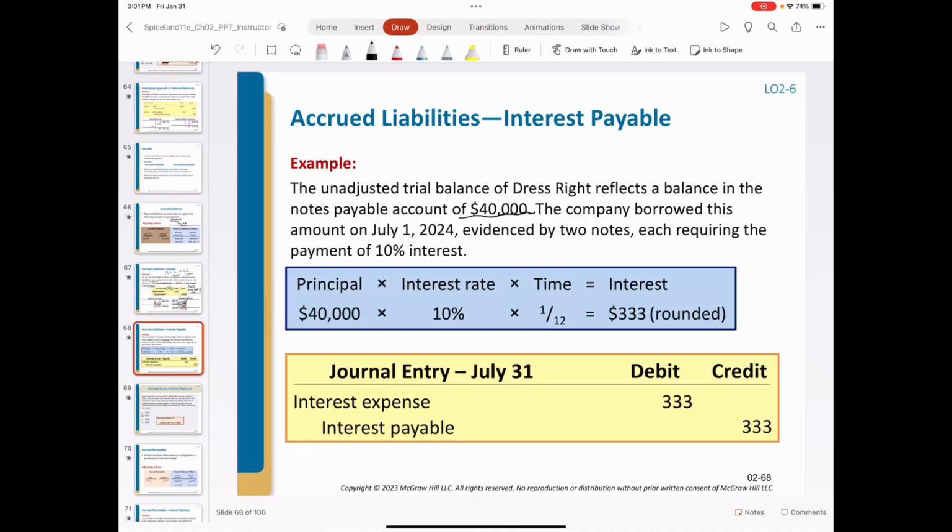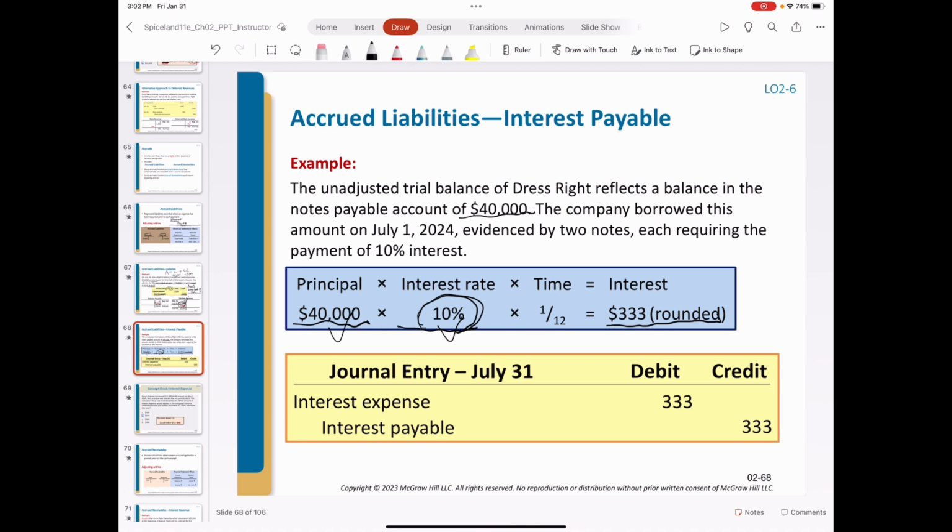Interest expense is calculated using the principal multiplied by the interest rate. In accounting and finance, if you are given an interest rate, it is an annual interest rate. The principal multiplied by the annual interest rate is the annual interest. Well, we need 1 month's interest expense, so we multiply by 1/12, or divide by 12. So we get $333 rounded. So we should recognize $333 interest expense for this company.